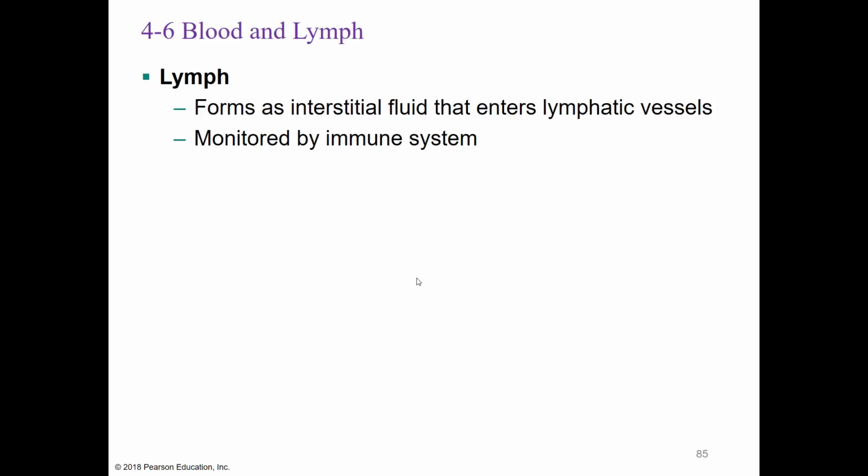Lymph is the second type of fluid connective tissue, and it forms as an interstitial fluid, which is a tissue fluid that enters the lymphatic vessels. And so the lymphatic vessels are vessels that go all around the body, similar to your blood vessels, and they carry lymphatic fluid. And lymphatic fluid is a watery fluid, so a watery matrix, and it contains specialized cells like white blood cells that help to fight infection. So it is monitored and part of the immune system.